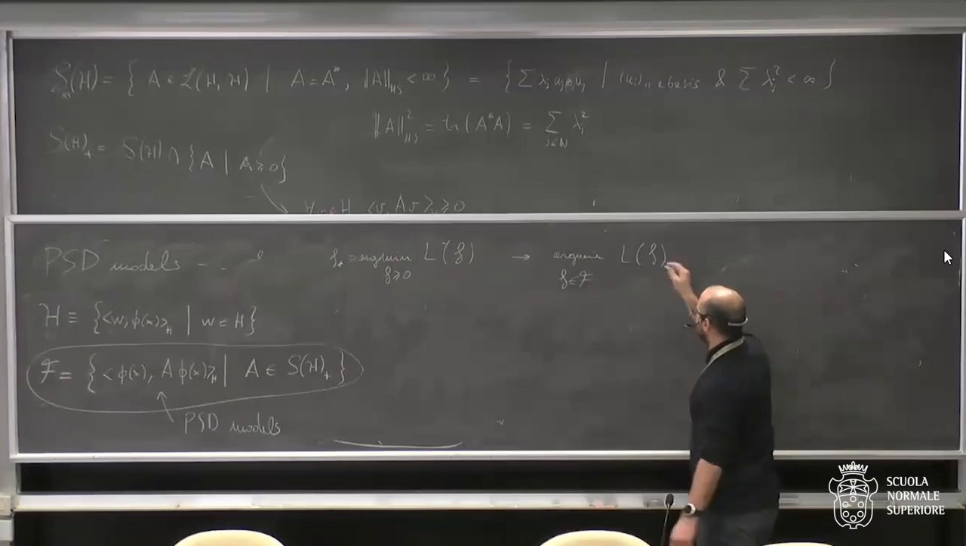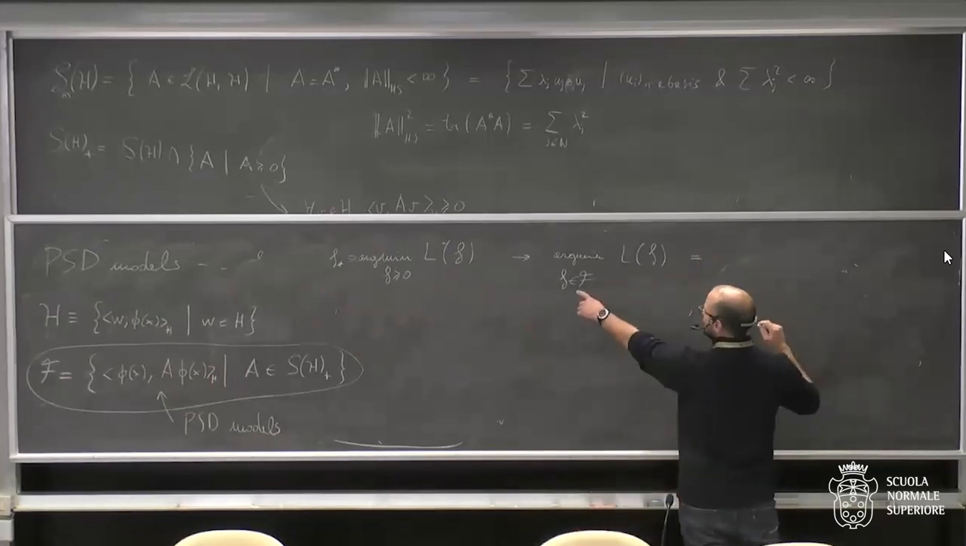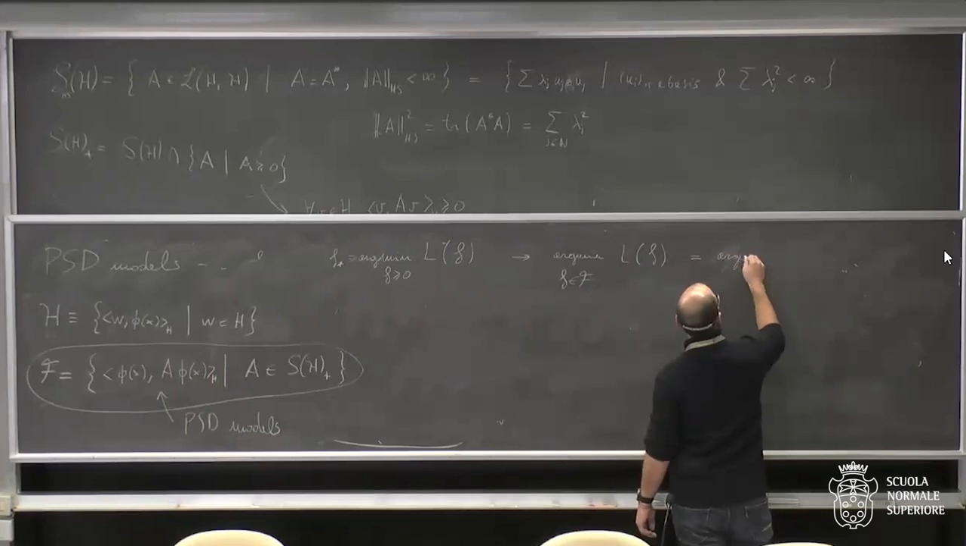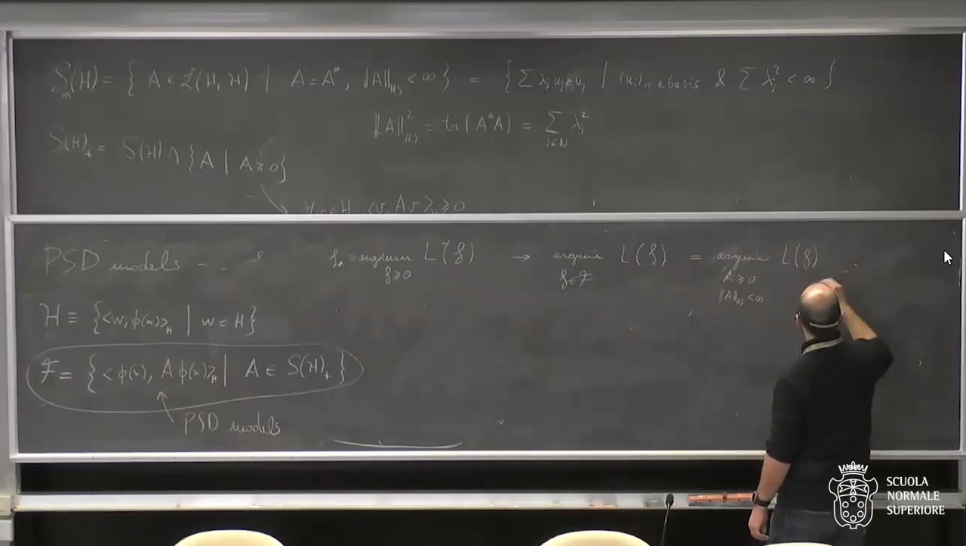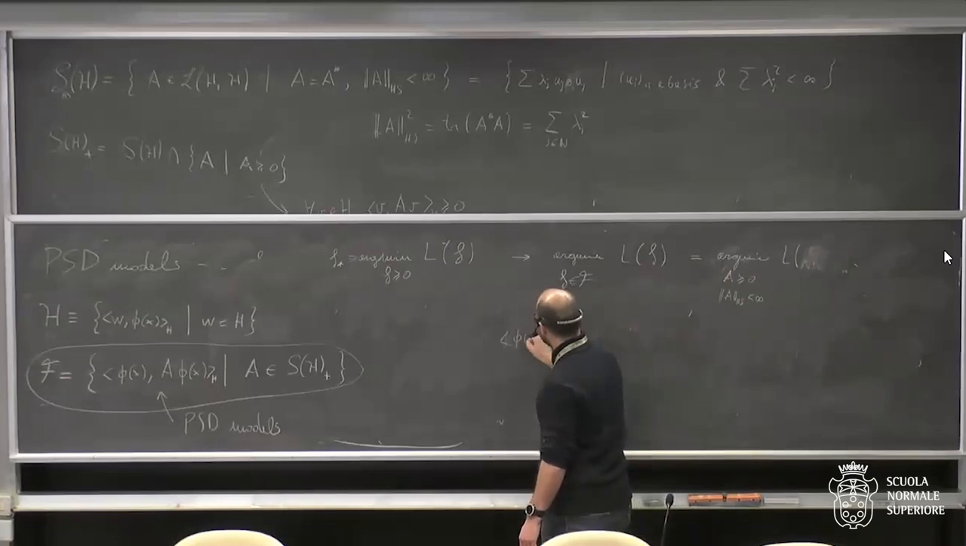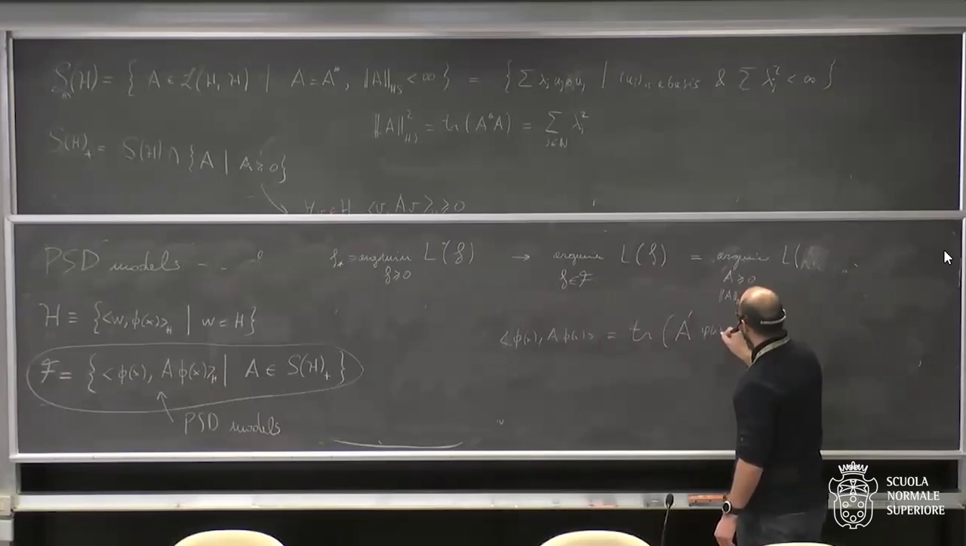So you go from here to this problem, which can be written equivalently in terms of A. You want to find the best operator A, positive, such that you minimize L. So you can write f of A, or more explicitly, phi of x, A phi of x, as the trace of A times a rank one operator, that is phi of x tensor phi of x.